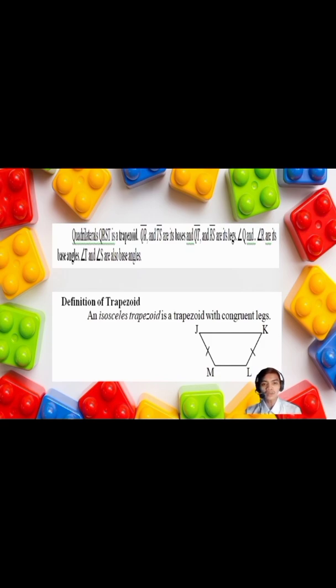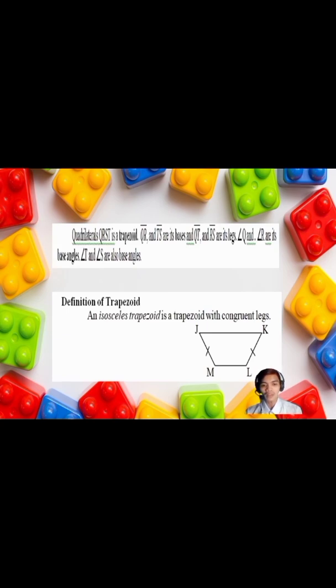Angle Q and angle R are its base angles, and angle T and angle S are also base angles. From the word bases, that's what we call base angles: angle T, angle S, angle R, and angle Q. Definition of isosceles trapezoid: an isosceles trapezoid is a trapezoid with congruent legs. Kapag po congruent yung kanyang legs, that's what we call isosceles trapezoid. Meaning to say, kaya po yan merong one line, parehas.